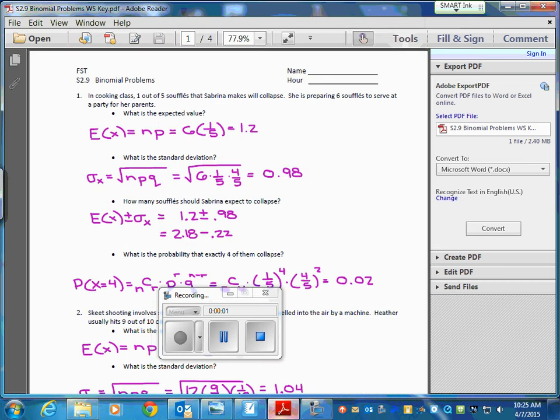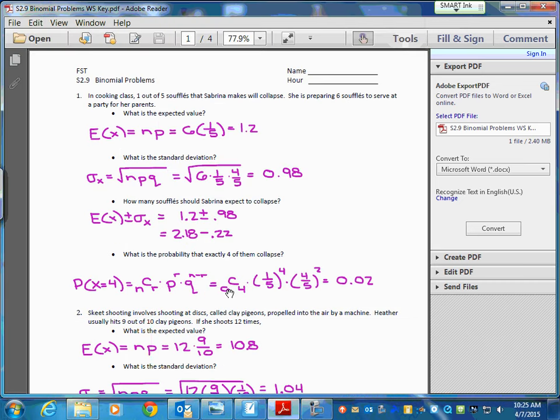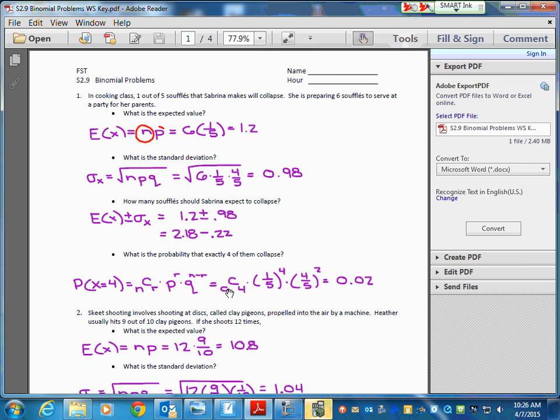So off of the homework, when we did this first one, I'm just going to explain the first step. What we did is we took the number of trials to find the expected value times the probability of success. And so that's how we ended up with an expected value of 1.2.